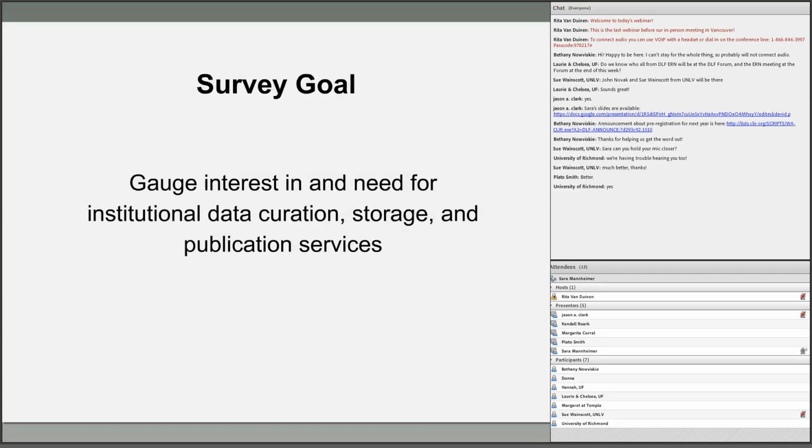So really the main goal of the survey was to gauge the interest in and the need for our institutional data curation, storage, and publication services.